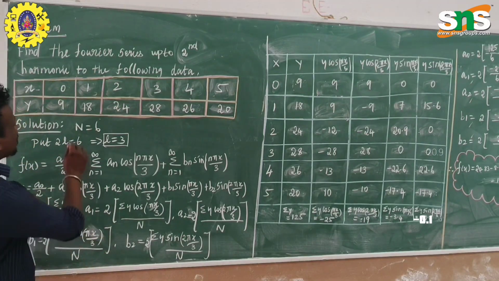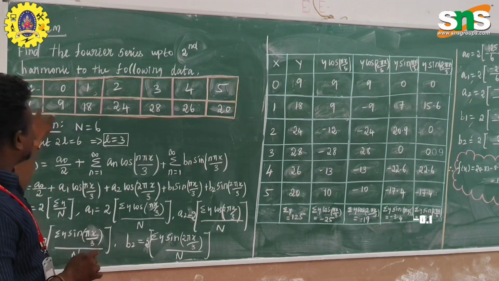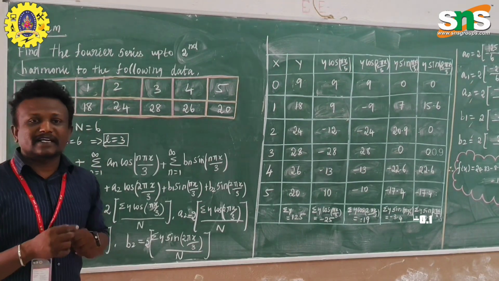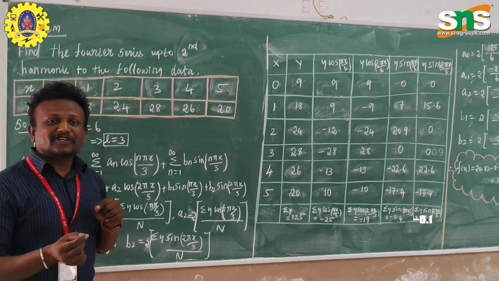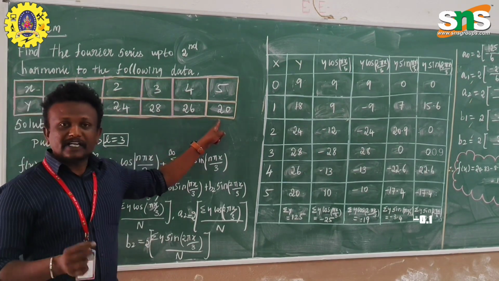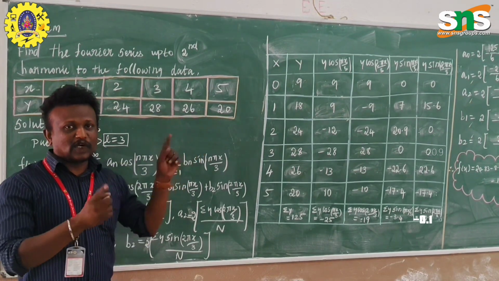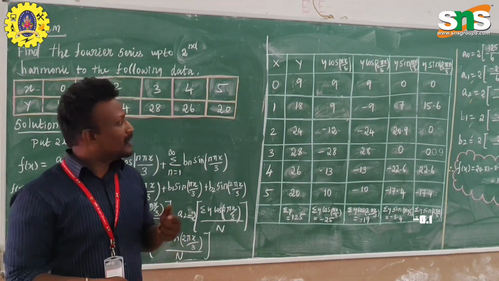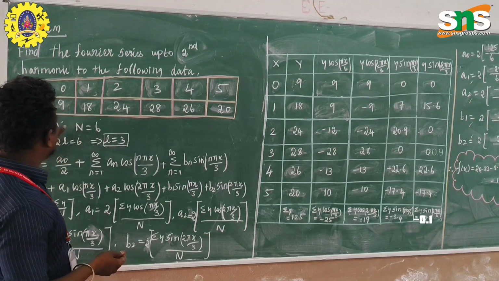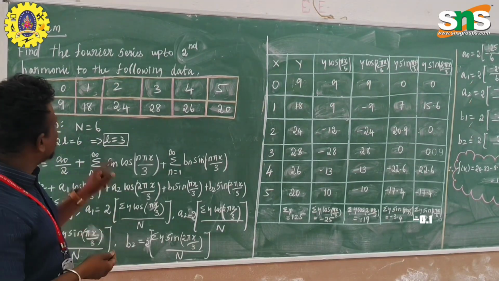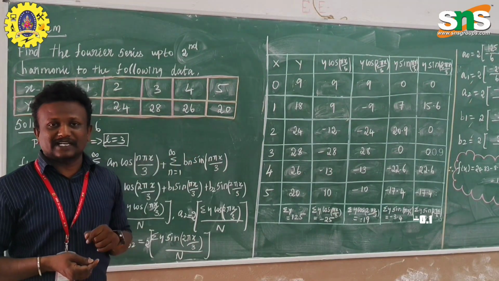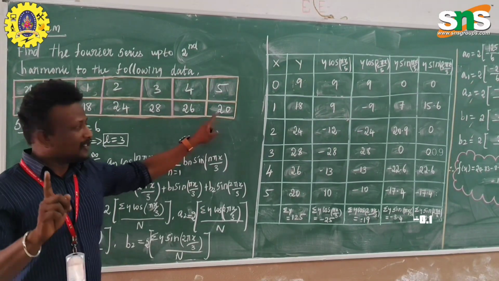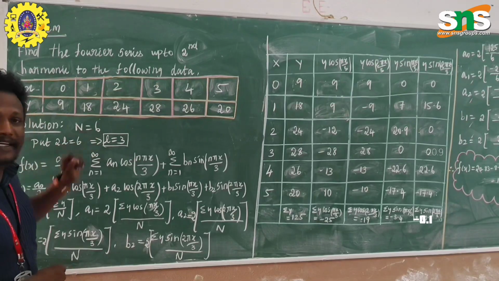First, we need to check how many outputs we have in the y-axis. So it is 6 outputs. Also, we need to check whether we have repetition between the first and last values. If we have a repeated value in the first and last term, then we have to neglect the last value. Here, we are not having a repeated value, so we have to consider all the values. So here 1, 2, 3, 4, 5, 6. We have 6 values, so 6 outputs. That is called capital N.